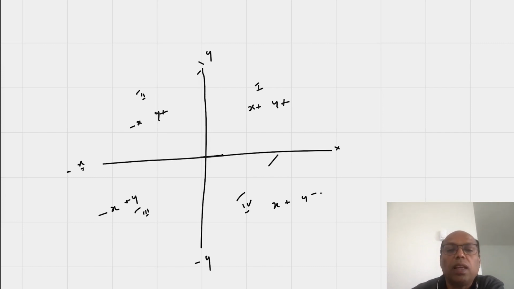The point can lie here also. See, if I put a point here, both are positive. If we put a point here, x is negative, y is what? Positive. If I put a point here what will happen here? X is negative, y is also what? Negative. Here if I put here, what has happened? My x is positive, y is what? Negative.